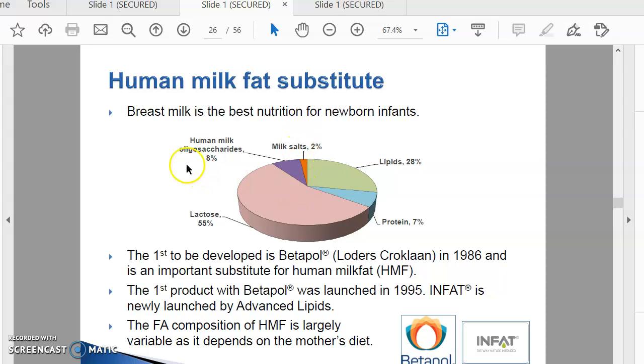So what they do is, this company, Loders Croklaan, they analyze the human breast milk, and then they produce something that can mimic it. For example, human milk contains oligosaccharide, which is a shorter form of carbohydrate, but not as small as the simple sugars. So they mimic this one, and then they make it as a baby formulation.